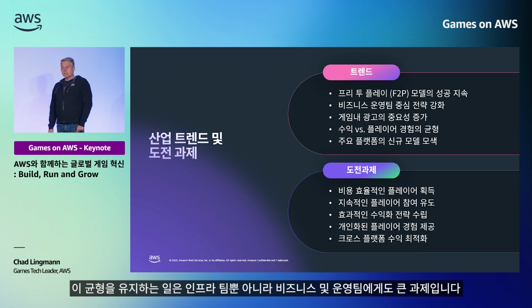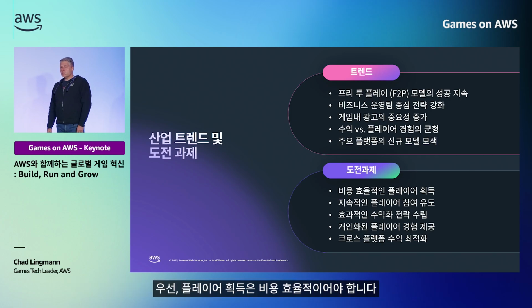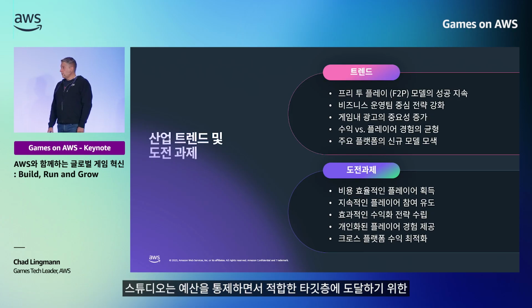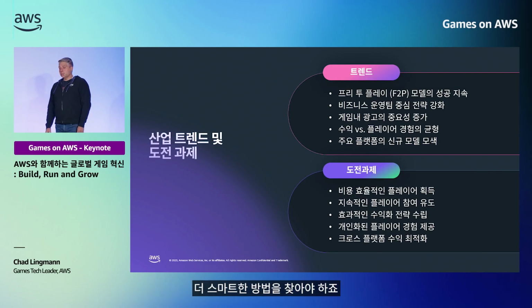This balancing act creates challenges not just for infrastructure teams, but our business and operations teams need to address as well. First, player acquisition needs to be cost-efficient. With rising user acquisition costs, studios need to find smarter ways to reach the right audiences while controlling spend.